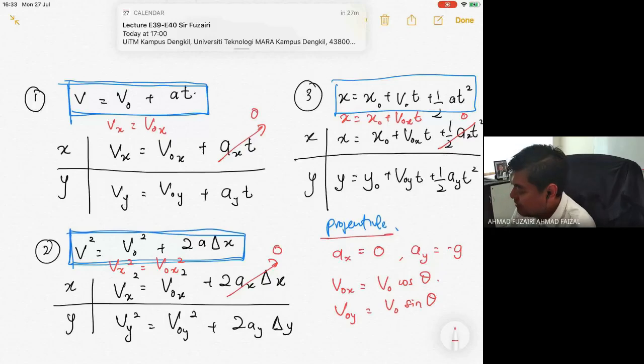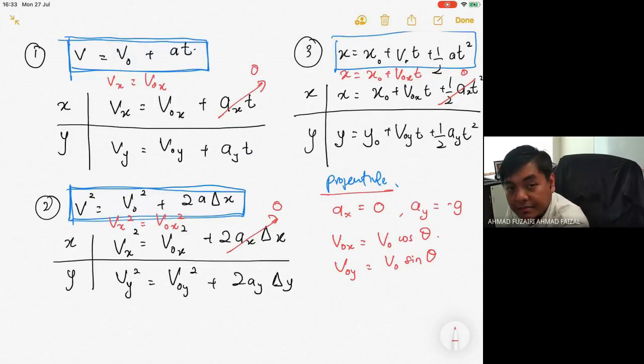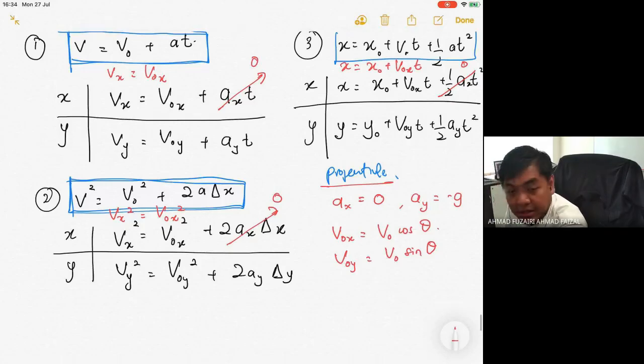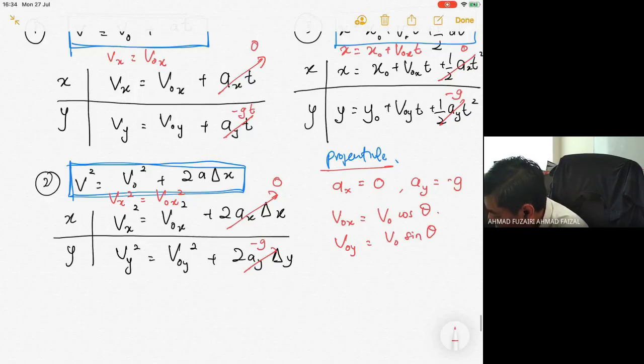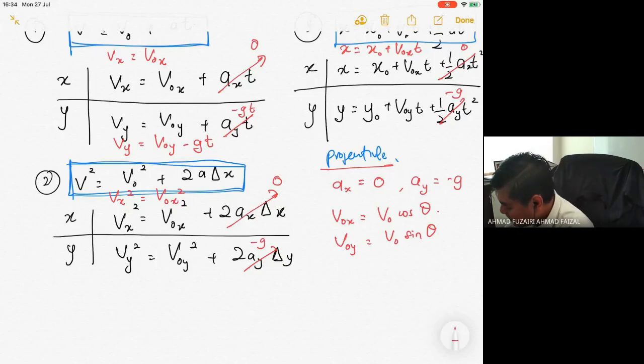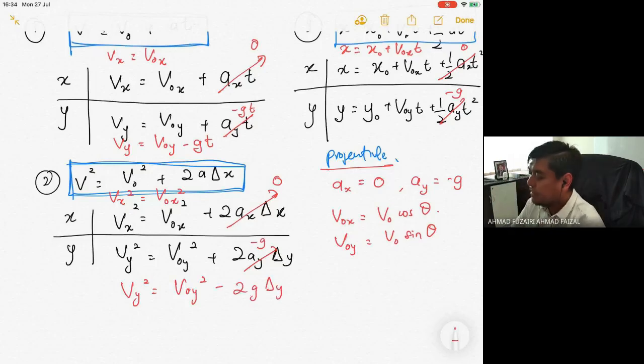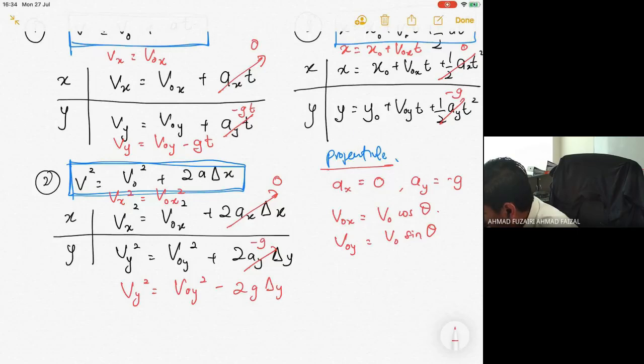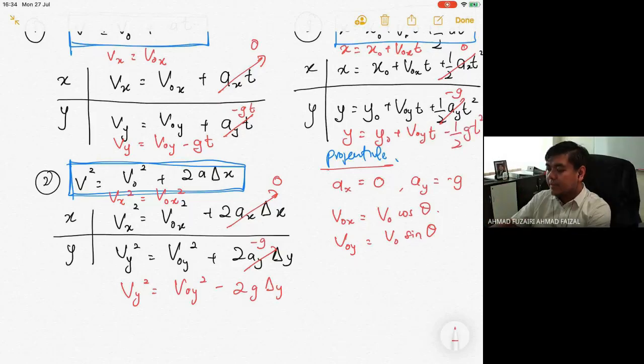And for y, we can see Ay is equivalent to negative g, so this one becomes negative gt, this one also becomes negative g, this one also becomes negative g. So we rewrite: Vy equals V naught y minus gt. Vy squared equals V naught y squared minus 2g delta y. And y equals y naught plus V naught y t minus half g t squared. The red equations are what we call the projectile motion equations.